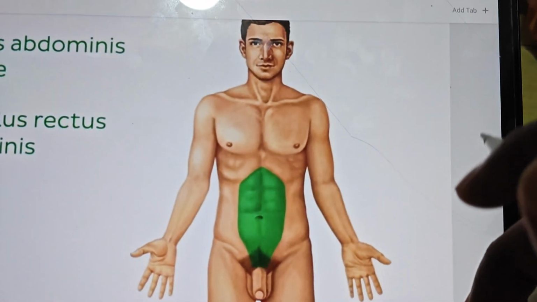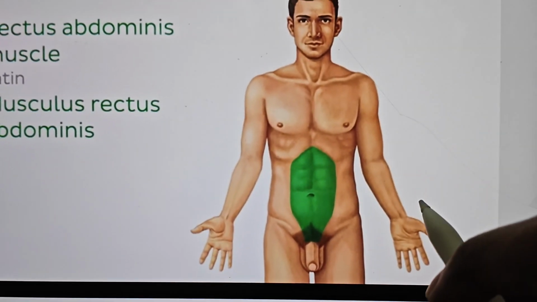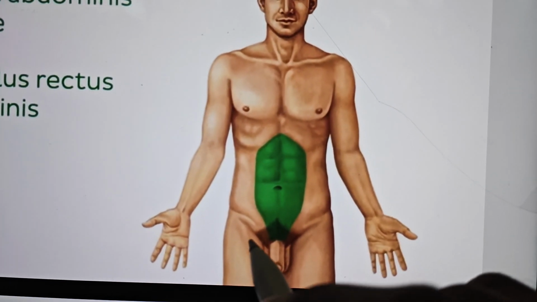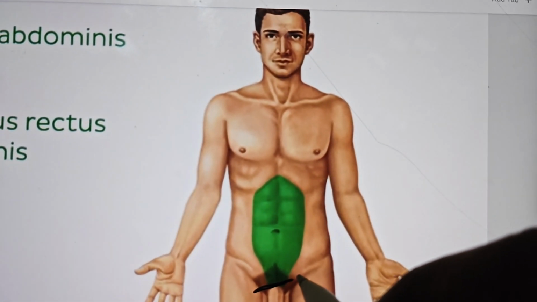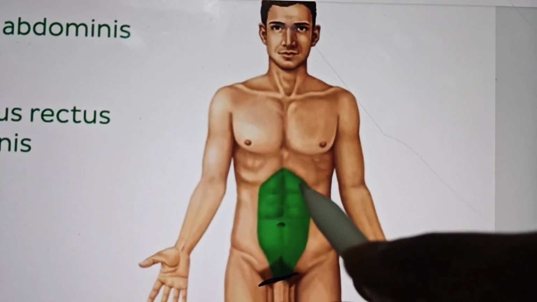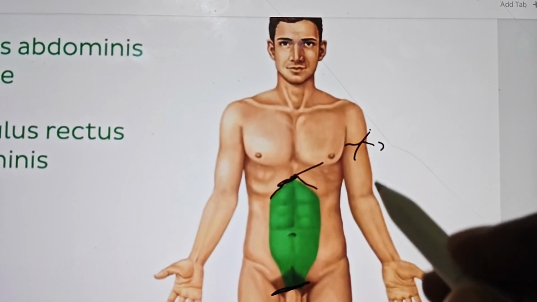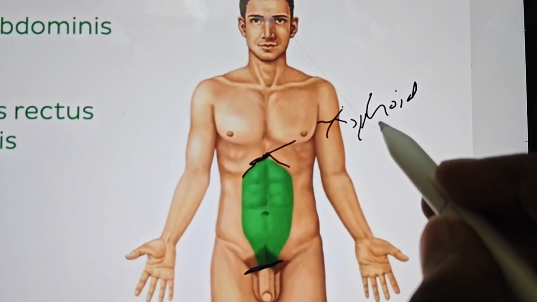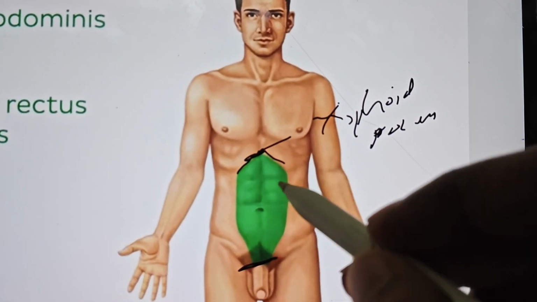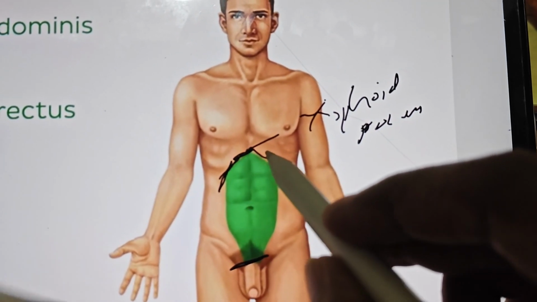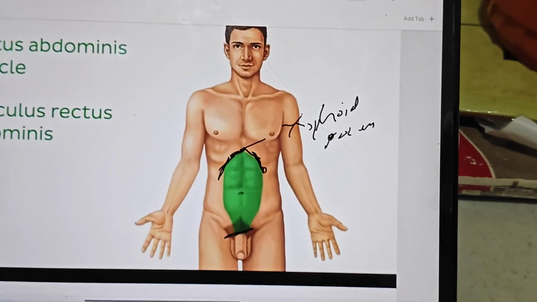In this picture you can see the rectus abdominis muscle, simply the six-pack muscle. You can see this is the origin. It originates from the pelvic bone, and it inserts here at the xiphoid process. And there are some lower ribs. You can see these are the lower ribs. This one is the insertion: xiphoid process and lower ribs.